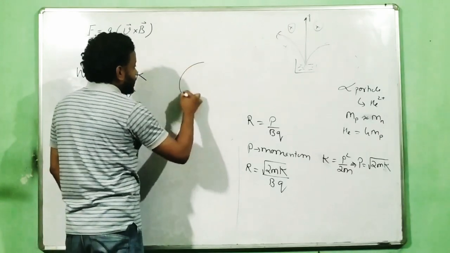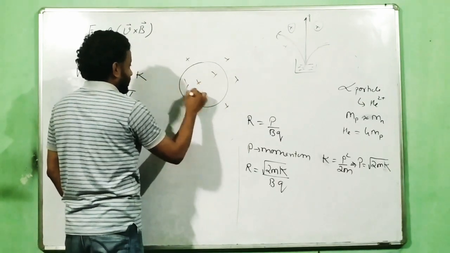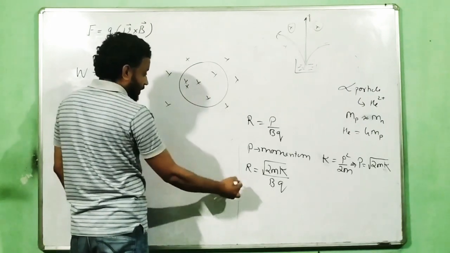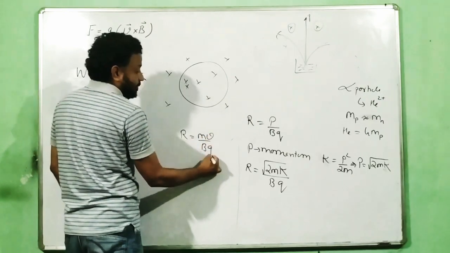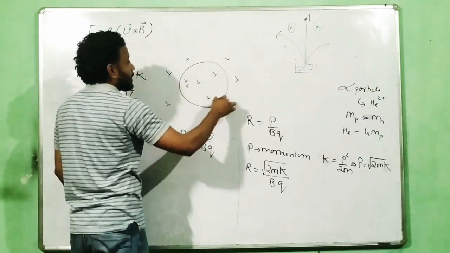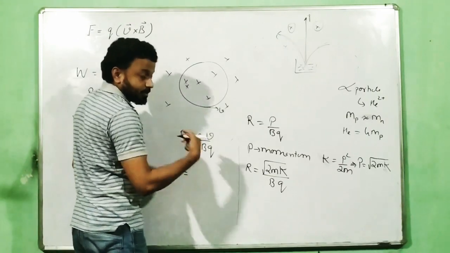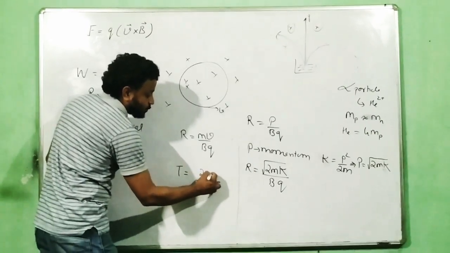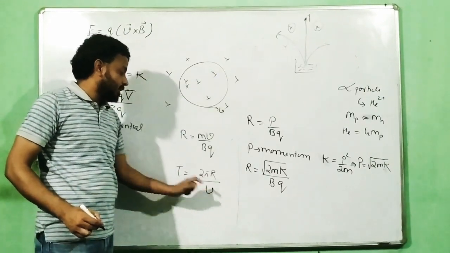So we saw that it is moving in a circular path. This is the magnetic field, directed into the board. And we saw the expression for radius also: radius is equal to mv divided by bq, where v is the velocity. Now, how much time will it take to complete one rotation? Time taken to complete one rotation is equal to distance by speed. Distance is the circumference, 2 pi r, divided by velocity.